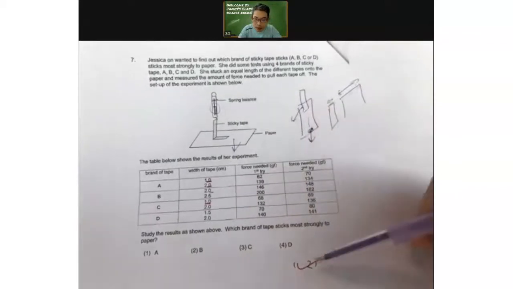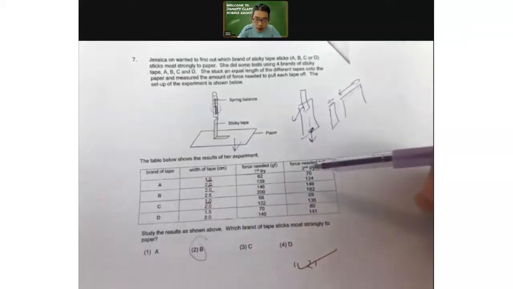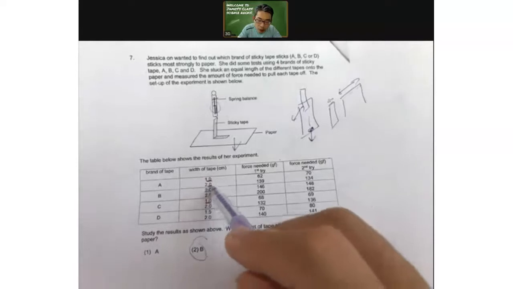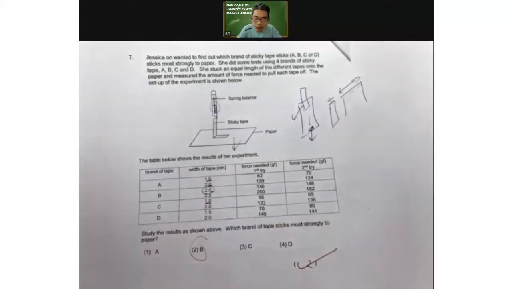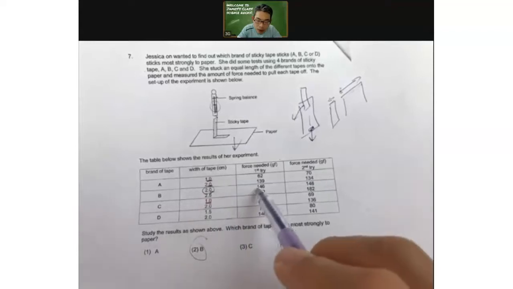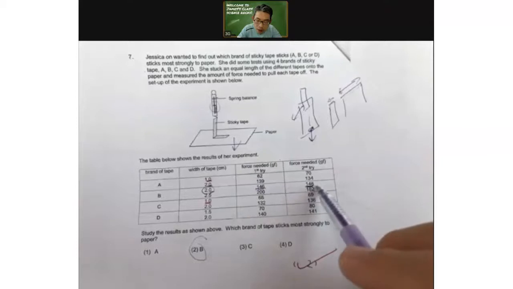You can see I marked the answer B, 2, is correct. Let's check why 2 is correct. 2 talks about B. Okay, so you compare 2, right? When the width is 2, which one do I compare to? I compare this reading, right? It means the width is at 2, giving about 45, 46 to 48 newtons of force to pull it off.